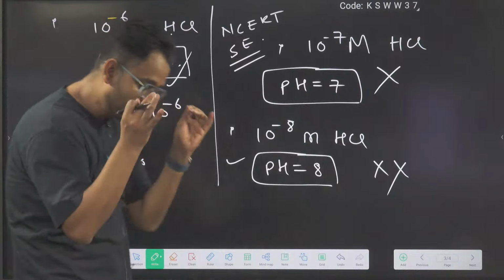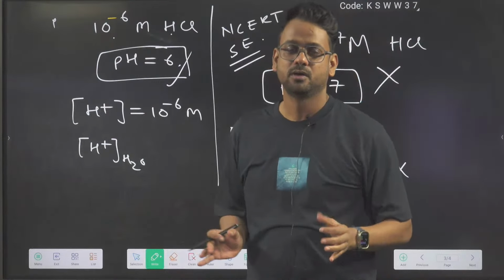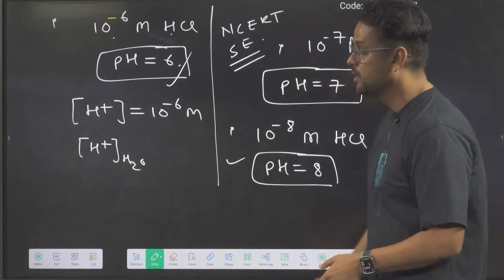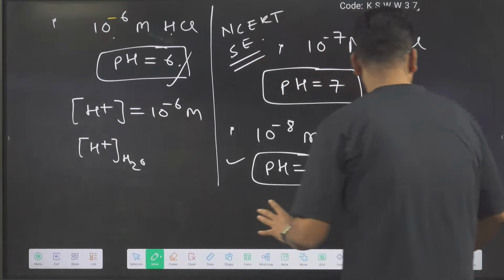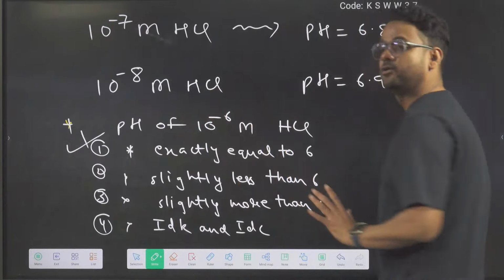Yes, negligible, but it will have some value. It will not be 0. It will have some value. So total H plus will be a little bit more than 10 to the power minus 6.